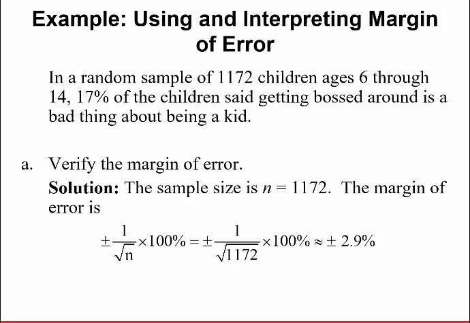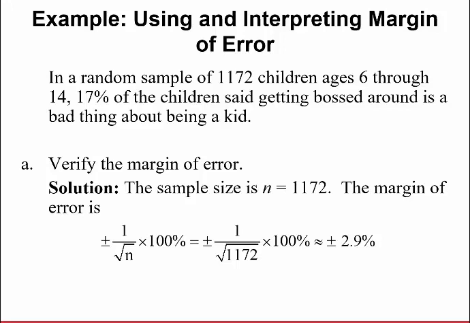All right, let's take a look at this example. In a random sample of 1,172 children ages 6 through 14, 17% of the children said getting bossed around is a bad thing about being a kid. Like if your parents boss you around, 17% of these kids say it's bad. Well, that was only a sample of 1,172 kids. Does exactly 17% of all children think getting bossed around is a bad thing about being a kid? Probably not. So the poll probably made a little bit of an error.